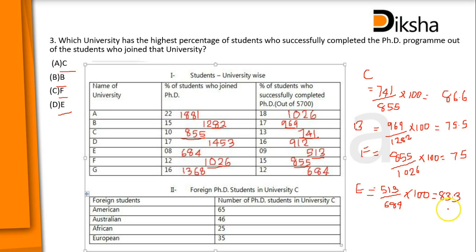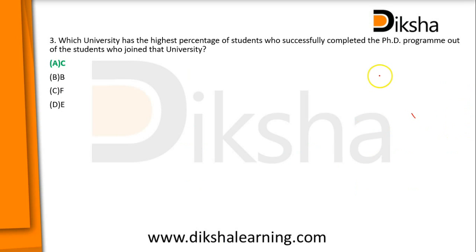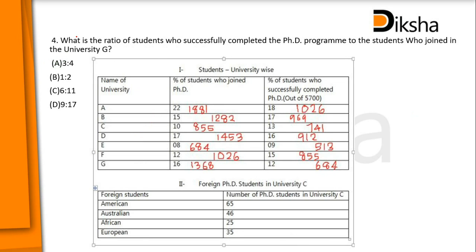The question is, which university has the highest percentage? From the mathematical tabulation, it's clear that University C has 86.6 percentage of the students passed with PhD. So the answer is option C with 86.6 percentage pass percentage. Okay, easy one, if you have already found out the number of students who joined the PhD and the number of students who completed the PhD.